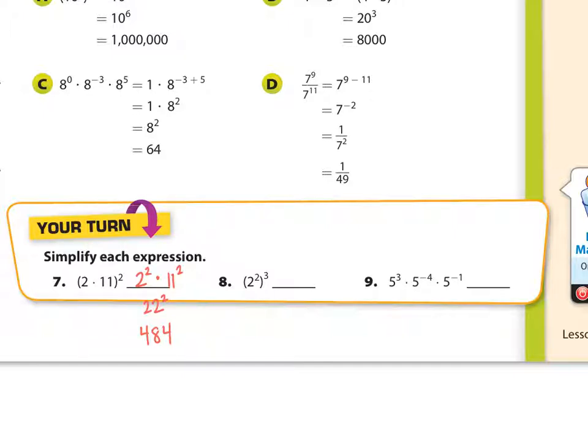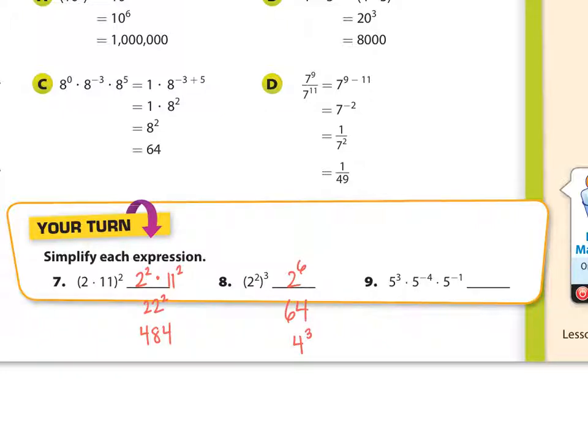Number 8. 2 to the 2nd power to the 3rd power. So here's some ways to write it. 2 to the 6th power might be the most common way. If you did 2 times 2 times 2 times 2 times 2 times 2, you will get 64. That's our standard notation. If you kind of went halfway, you did 2 squared, which is 4. You could get 4 to the 3rd power. Those are all the same as each other. If you were to type them into a calculator, you would always get 64.